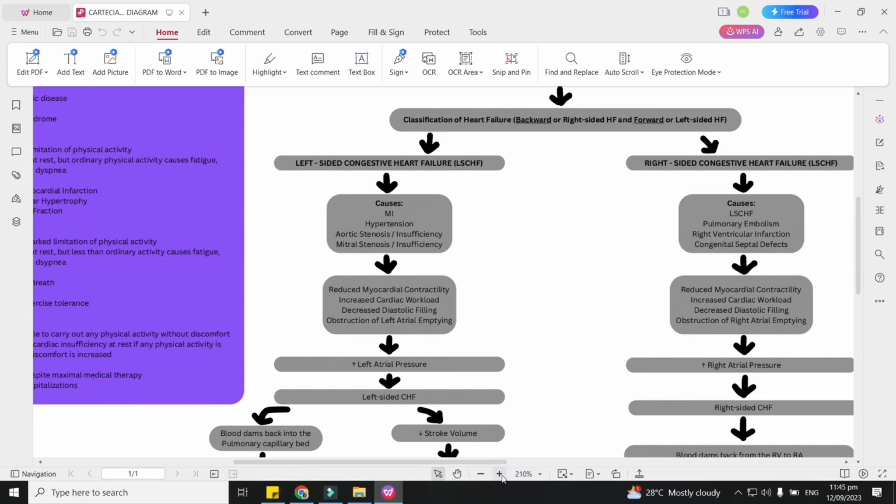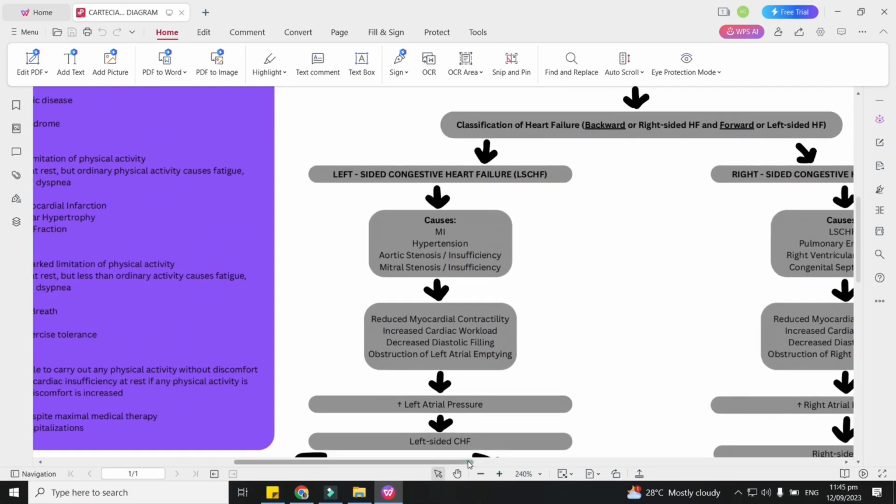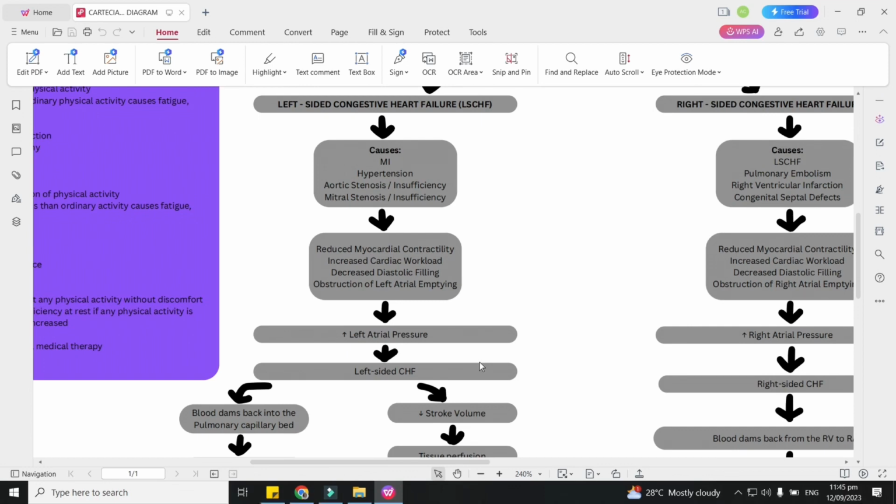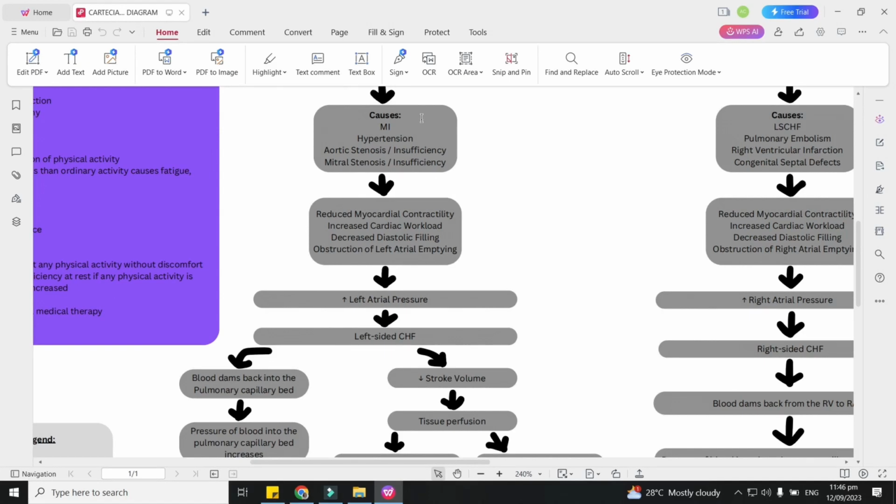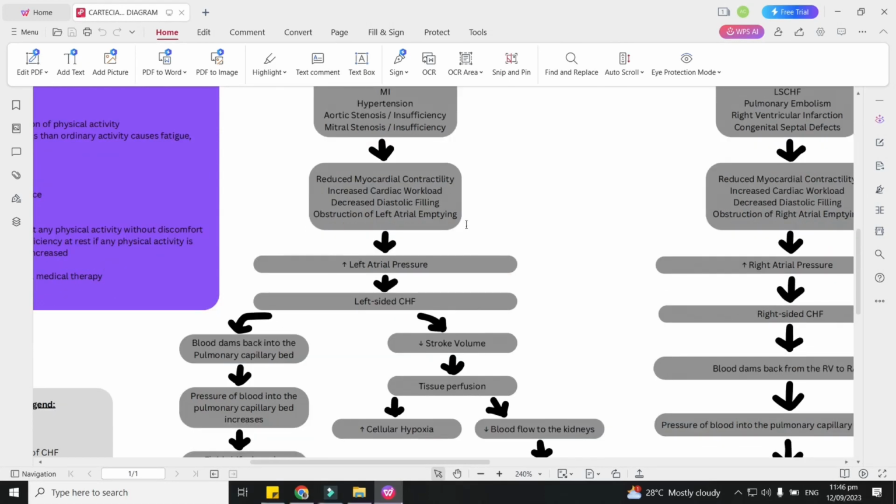So let's zoom a little bit. Might be too small. Okay, so the causes here are myocardial infarction, hypertension, aortic stenosis and insufficiency, and mitral stenosis or insufficiency. As I've said earlier, hypertension is one of the overlooked causes of CHF, or congestive heart failure. So it's really important, and it's noted here that when our patient has these underlying conditions, what happens to our heart is reduced myocardial contractility, so it can't contract properly, and then increased cardiac workload.